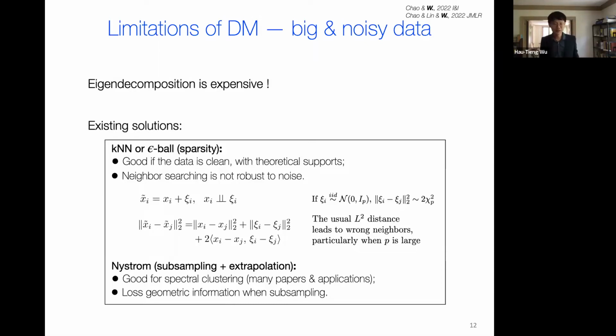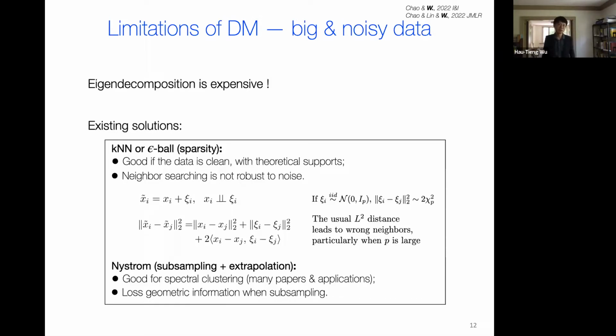Another solution is Nyström extension, which is nothing but you do subsampling and you run diffusion map or anything, and then you do extrapolation back to the whole database. Yeah, it's good. It's good for spectral clustering because we only need the top few eigenvectors.